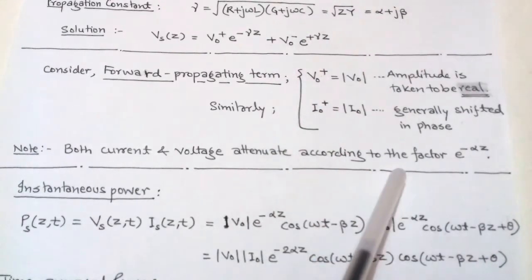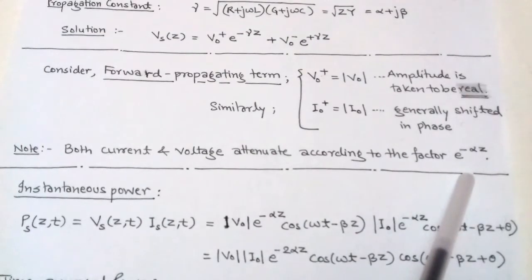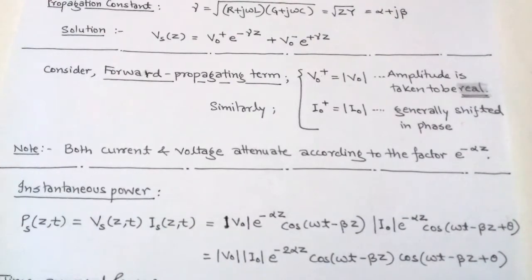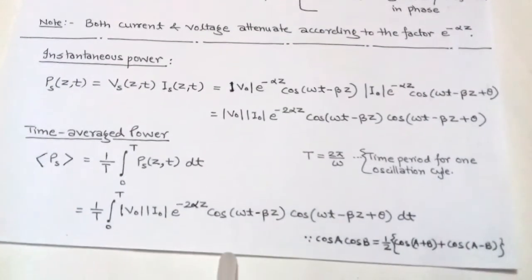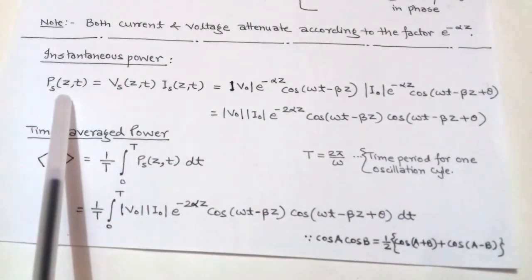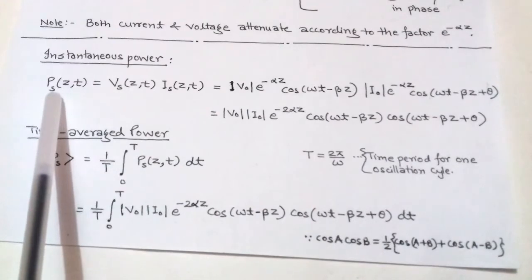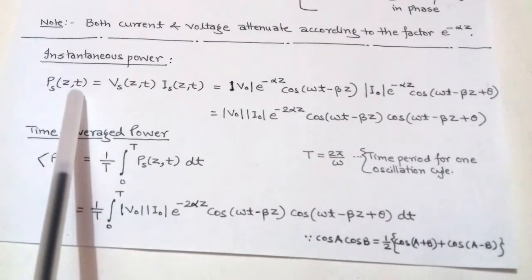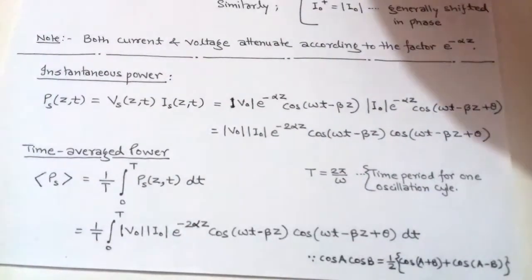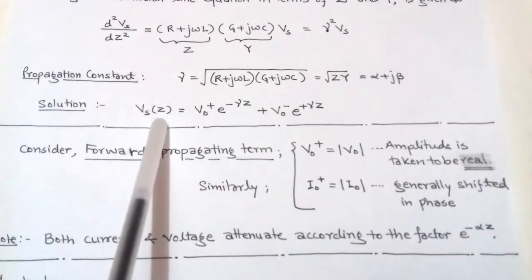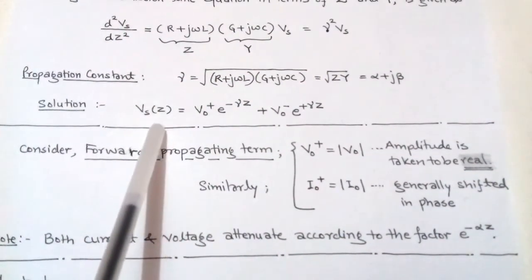So the voltage and current amplitude attenuate according to the factor e to the power minus alpha z. Now we can determine the instantaneous power in terms of real voltage and real current. The instantaneous power means the power as a function of z and t. But from the above equation we see that the voltage and current equations are a function of z only. So we have to make them a function of time also.